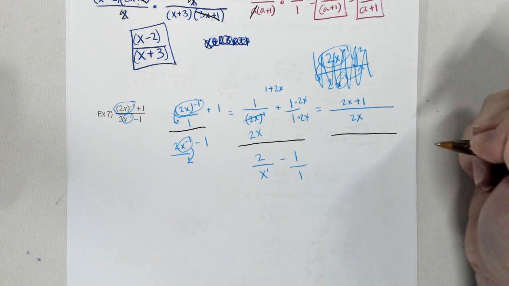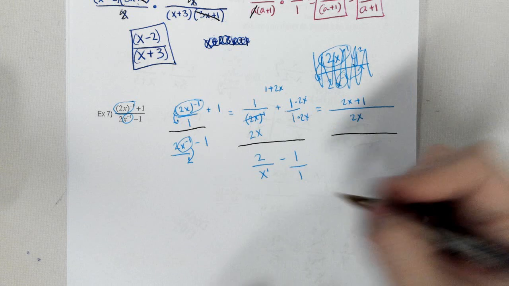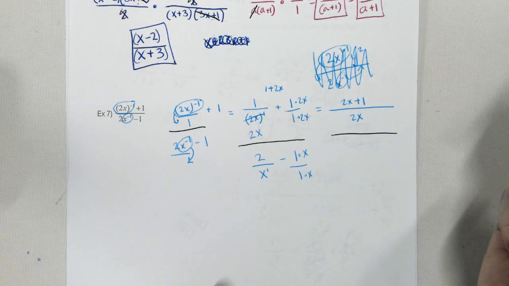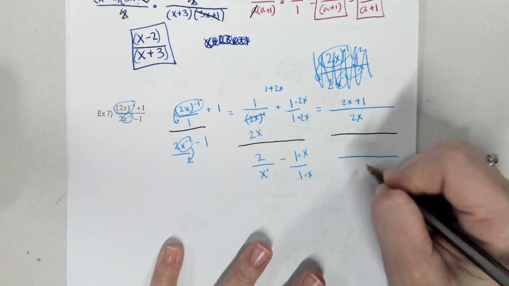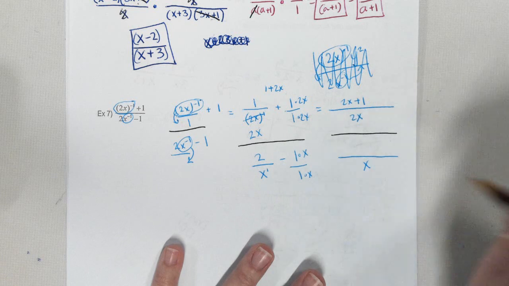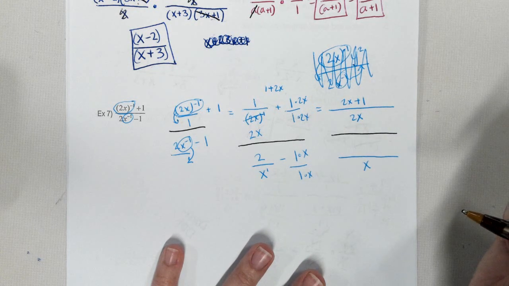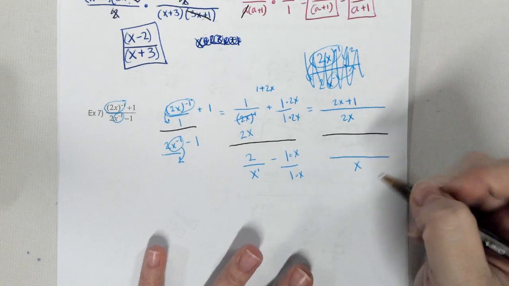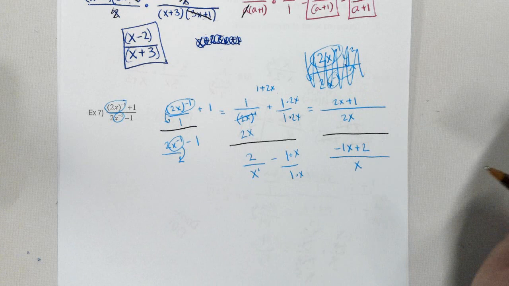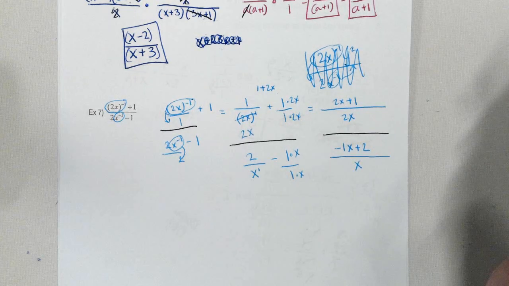So I need to make this a fraction. What is my LCD? X. So I need to multiply this side by x times x. So my denominator is x. And what's the proper order to write this in? I have 2 minus 1x. Negative 1x. Negative x plus 2. Yes, or negative x. If you didn't put the 1, that's okay. So now we have this. The worst part of this problem is over.